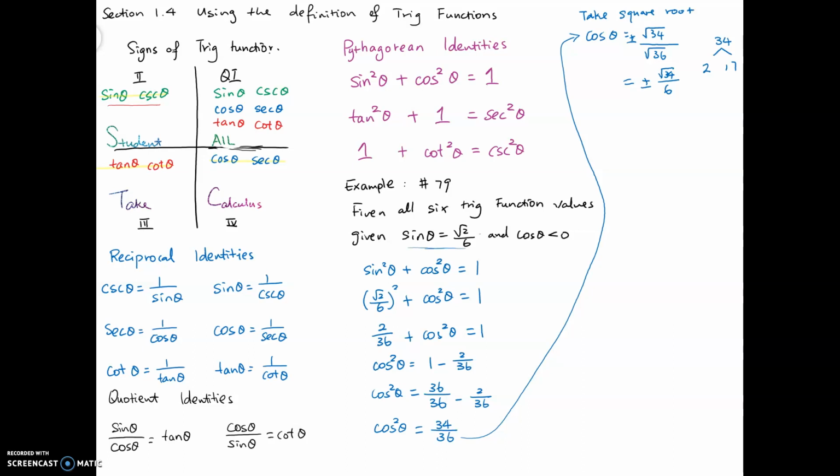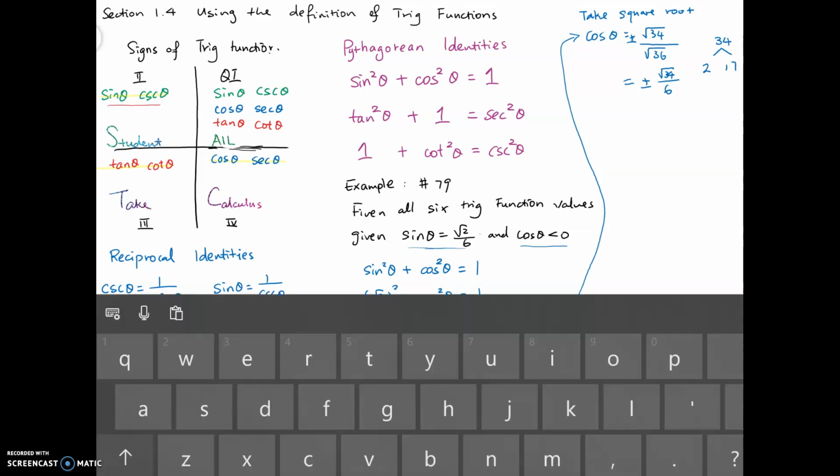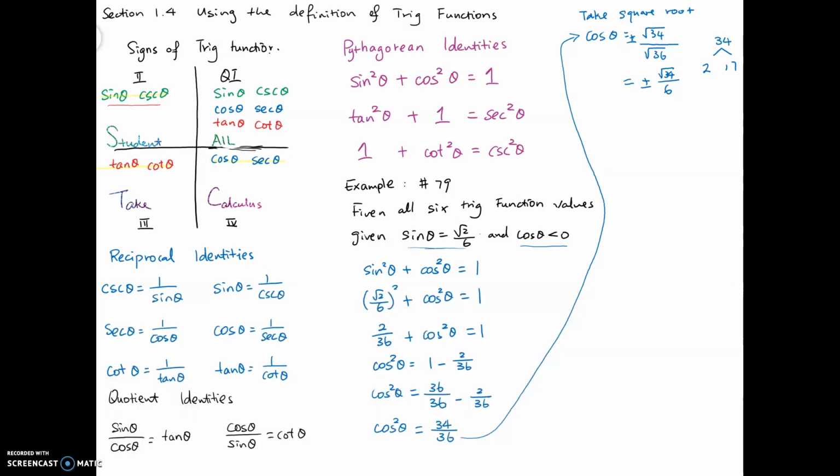Okay. Next thing we need to consider is we have 2 answers once we take the square root, but we can only have 1. And what we know is cosine theta is less than 0. That means cosine theta eventually will become negative square root of 34 over 6.